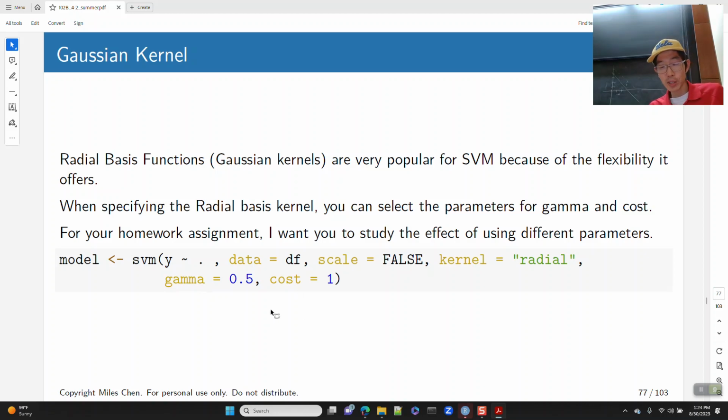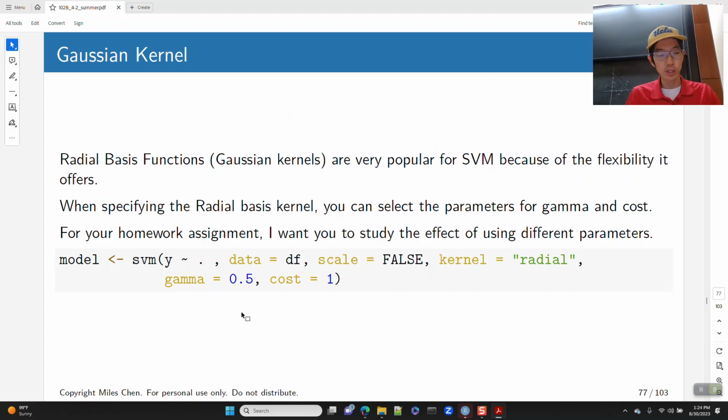Okay, but you have these two parameters, gamma and cost. Gamma will influence how flexible the boundary is going to be, and cost will represent how much the boundary will try to avoid misclassifications. And so in your homework, I'm going to have you play around with different values of gamma and different values of cost, so you can see the influence that these parameters have on how the boundary is formed.